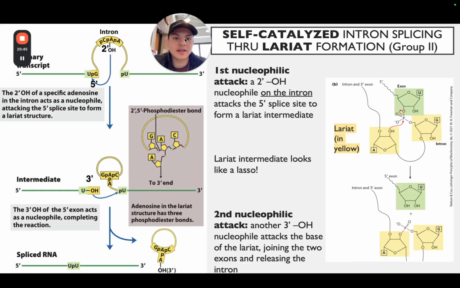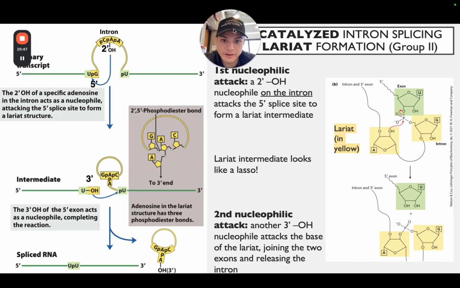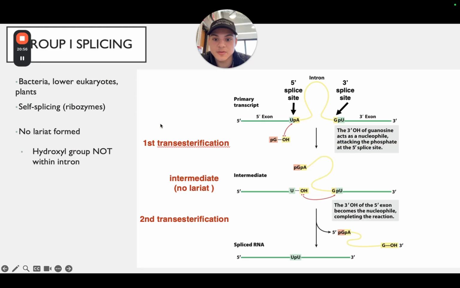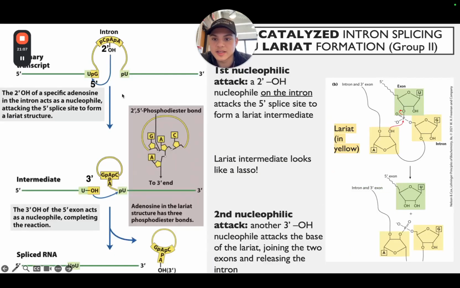So now, talking about self-catalyzed intron splicing through lariat formation. This is group 2 now. In group 2, the intron has this internal hydroxyl group attack. With the previous one, group 1, we have an external hydroxyl group, not within this mRNA transcript. This is an external hydroxyl group, so it'll attack and do its thing. Whereas this one is internal.